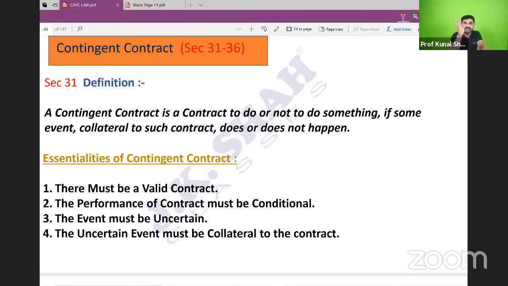There's a difference between contingent and wagering. What's the difference? Wagering are void, contingent are valid. Under wagering, there are betting transactions, but under contingent, there is nothing called betting transactions. Under wagering, there is a chance of winning or losing, but under contingent, there is no such chance of winning or losing. Under wagering, there may or may not be a reciprocal promise. Yes, if India wins, then you will have to pay me. If Pakistan wins, I will pay you. So there may or may not be reciprocal promises. So there's a difference between contingent and wagering over here.